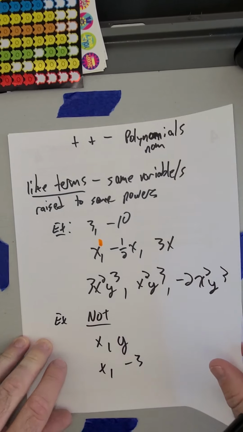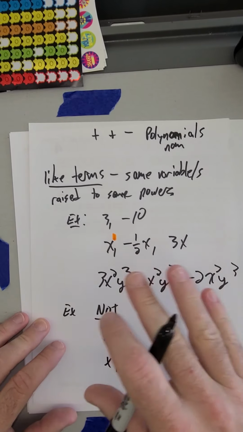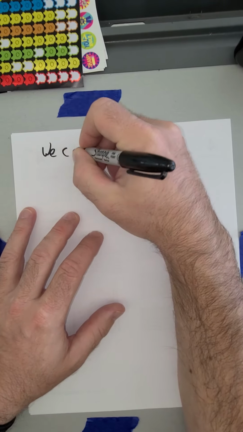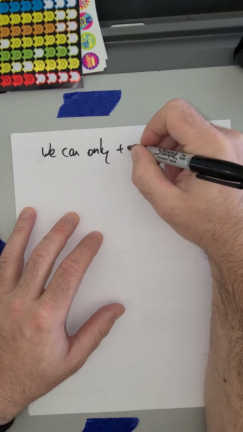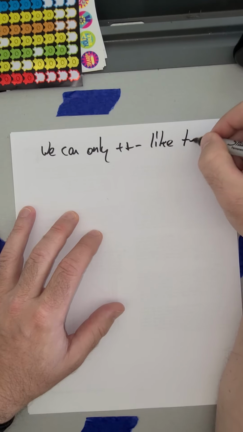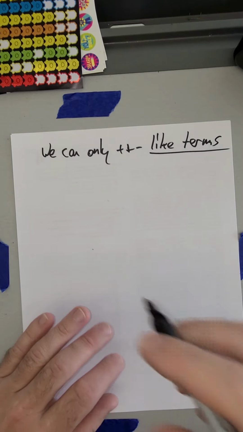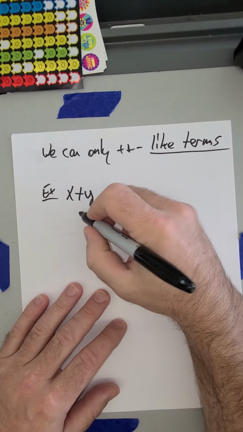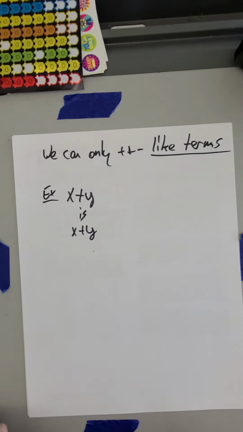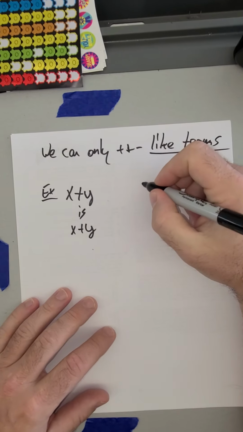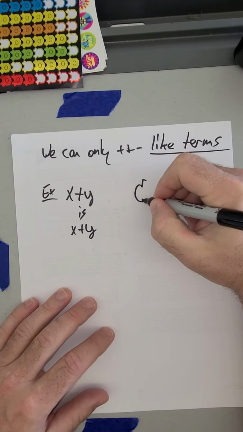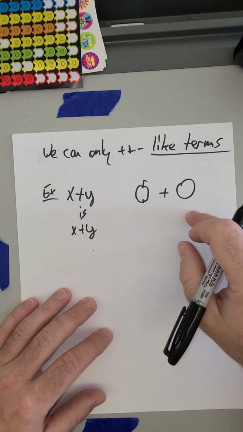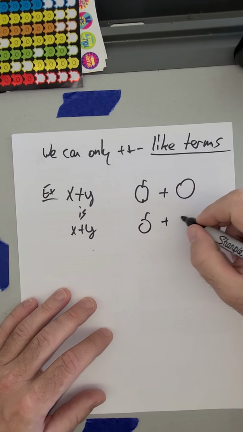Now, why is this important? Pause the video and get these notes if you don't have them. It's because we can only add and subtract like terms. So when we say something like x plus y, they're not like terms. We can't combine them together, right? If we have an apple plus an orange, we can't say we have 2 oranges or 2 orples or something like that. No, we still have an apple and an orange.